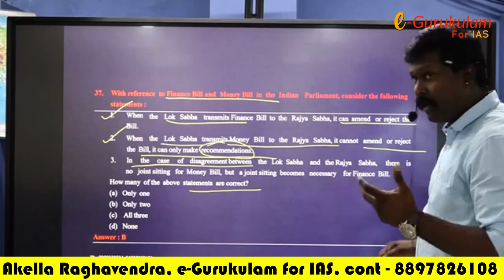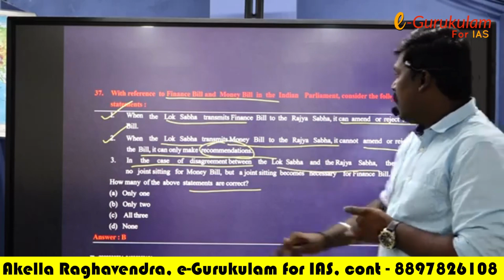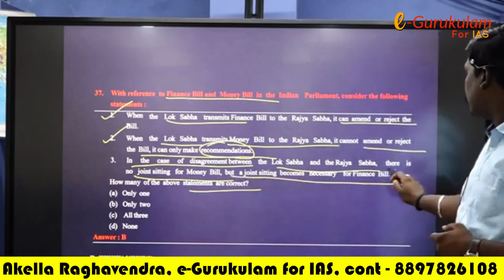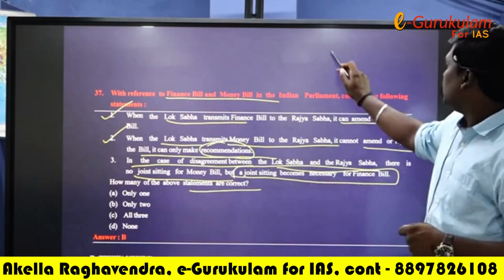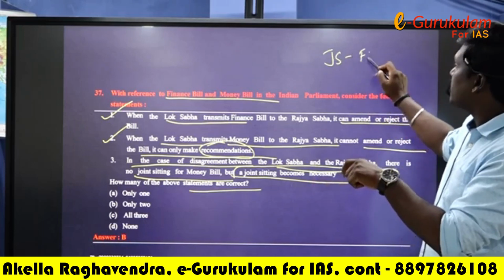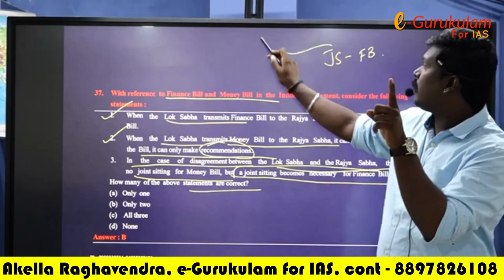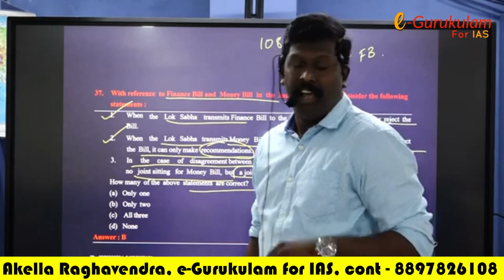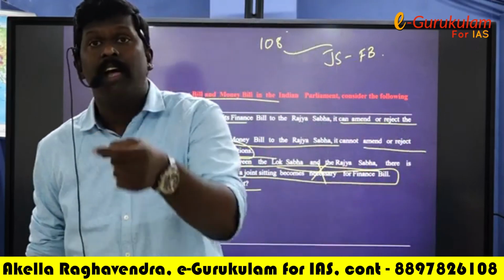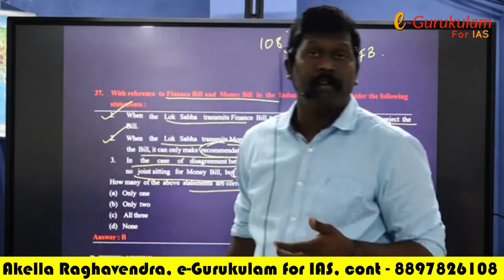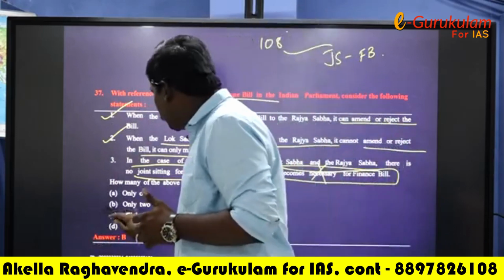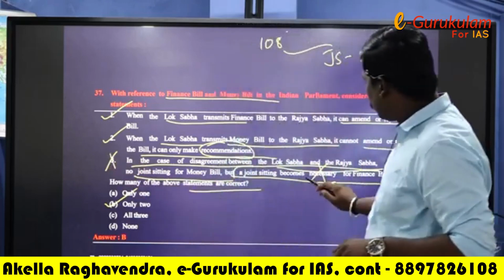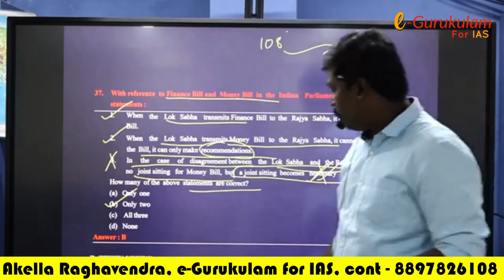In case of a disagreement, that is called deadlock, between Lok Sabha and Rajya Sabha, there is no joint sitting for a money bill, yes. But a joint sitting becomes necessary for a financial bill. See, joint sitting is allowed for a financial bill, but a joint sitting as per Article 108 is not a necessary action. It is not compulsory. If needed, only the President of India can call for a joint sitting presided by the Speaker of the Lok Sabha. So the answer is B. Only two are correct. This third statement is wrong, because 'becomes necessary' is a wrong statement here.